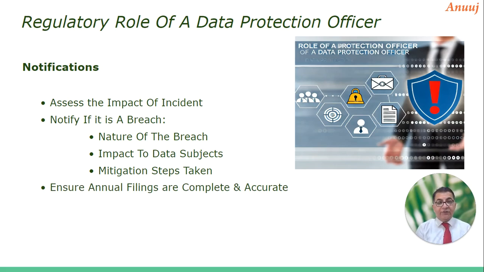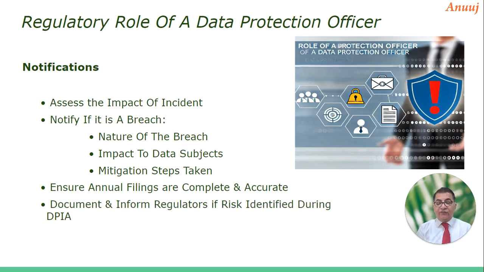They also have to ensure that the annual filings with respect to data privacy are done in a timely fashion, complete and accurate. And they have to inform regulators if any risk is identified while performing a DPIA within the organization. The data protection impact assessment is performed when you have highly sensitive data or a very large volume of data to be processed. Of course, there are around 10 different criteria under which a DPIA is performed, but this is one of those. In that case, he has to inform the regulators if any risk is identified during the DPIA. When you inform about the risk, you also inform about the mitigation steps taken, so that the regulators are aware that there could be a risk while your organization is processing some data, and by when it gets mitigated.